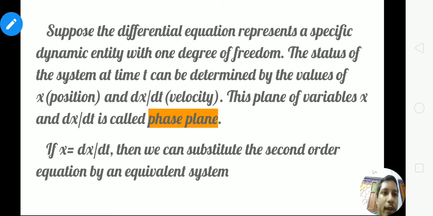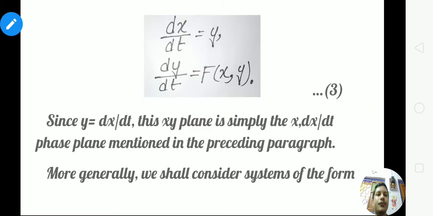So what is the phase plane? The plane x and dx by dt. If x is equal to x, it will be y equal to dx by dt. Then we can substitute the second order equation by an equivalent system. dx by dt is equal to y, dy by dt is equal to f of x, y.